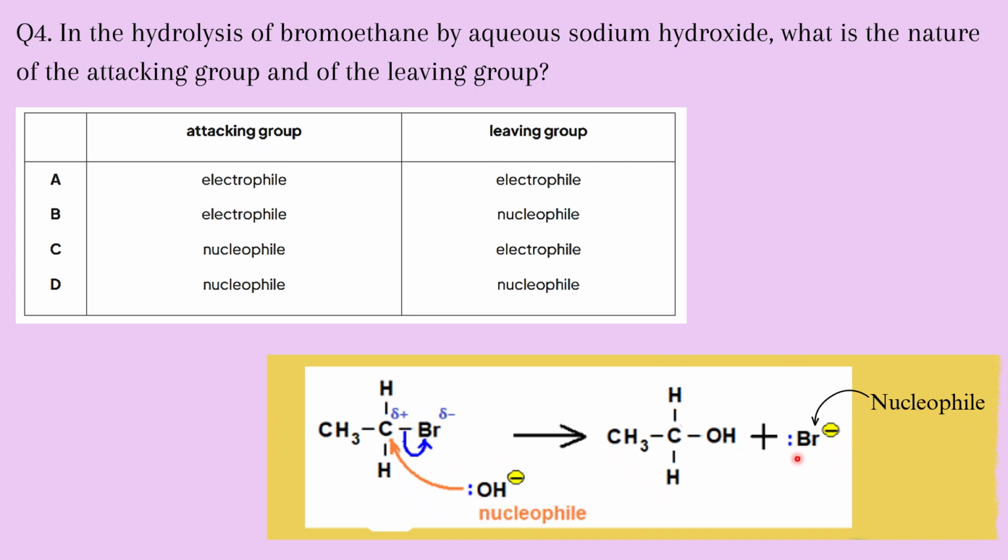So I can see that Br is also negatively charged, and we have learned about this. Whenever a species has a negative charge or a lone pair, we call that particular species what?